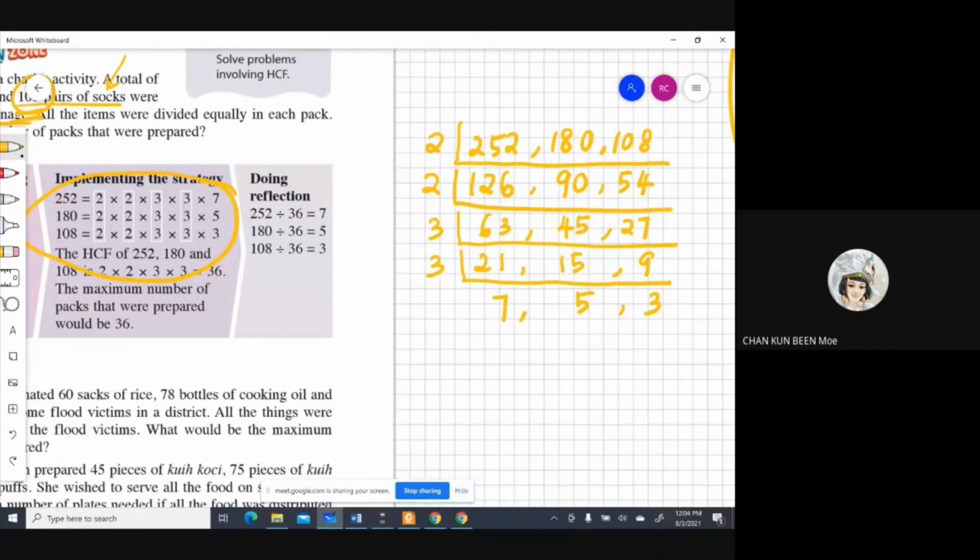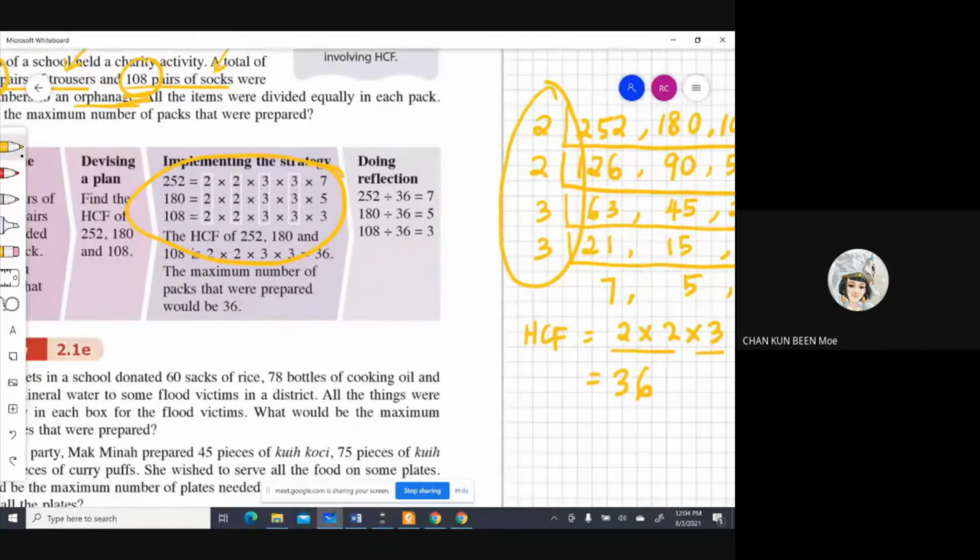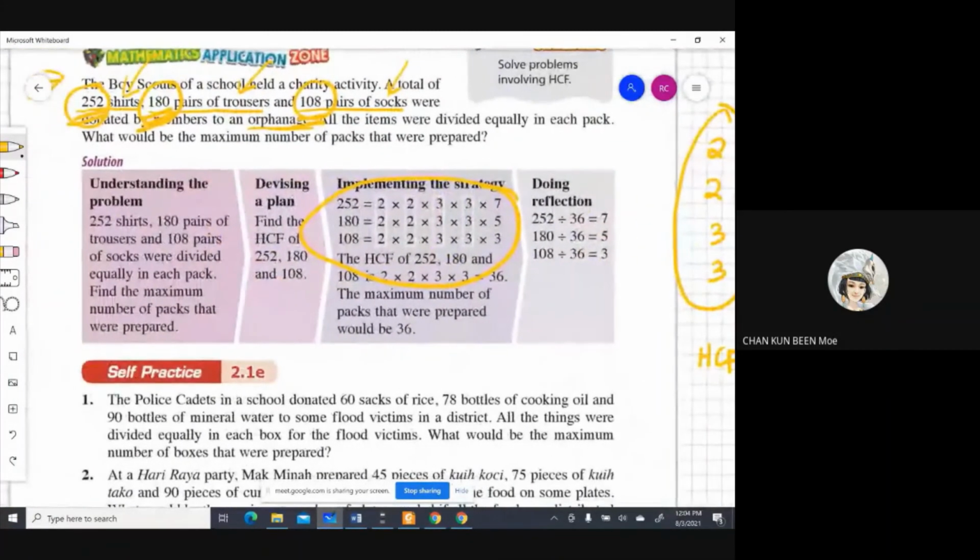Then you are going to look for the HCF, the multiplication of the number on the left, which is 2 times 2 times 3 times 3. So 2 times 2, 4. 4 times 3, 12. 12 times 3, 36. Okay, then you check with what is given in the book. Is the answer the same?